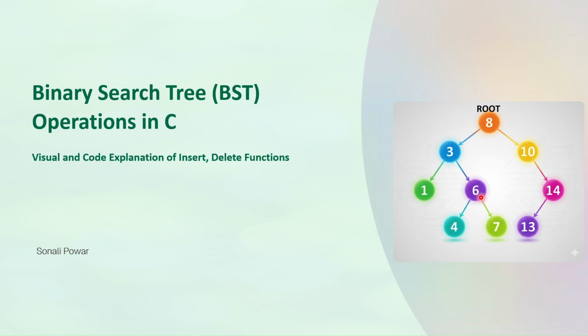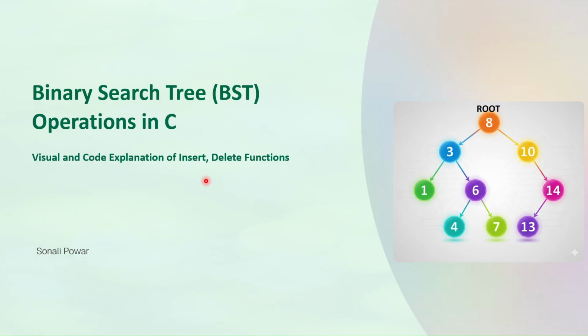I will just pick 6. If you observe 6, the value of the left child 4 is less than 6 and the value of the right child, 7, is greater than 6. So all the nodes follow this rule. Because of that, I will say that this is an example of a binary search tree.